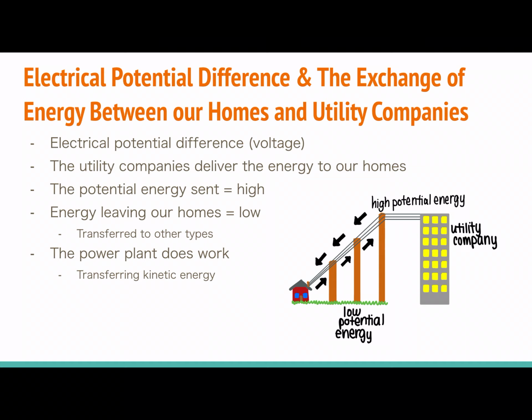At our homes, the energy is transferred to other types by utilities. An example of energy being transferred or dissipated is by friction. When you use a vacuum, the friction between the vacuum and the floor causes the kinetic energy of the vacuum to be transformed into thermal energy. This causes the energy leaving our homes to have low potential. The power plant then does work by transferring more kinetic energy to potential and sending it to utility companies that send it to homes.